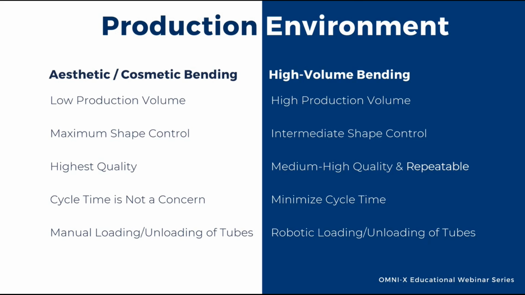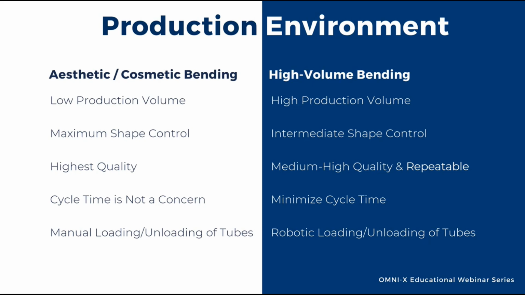The production environment varies considerably between aesthetic or cosmetic bending applications versus high volume applications. Aesthetic or cosmetic bending typically entails a relatively low production volume, maintaining maximum shape control and the highest possible quality on the bent tube forms. Cycle time is generally not a concern for aesthetic or cosmetic applications, and these applications typically incorporate manual loading and unloading of tubes. For the purposes of this presentation, we will use the term cosmetic to refer to both aesthetic or cosmetic applications.